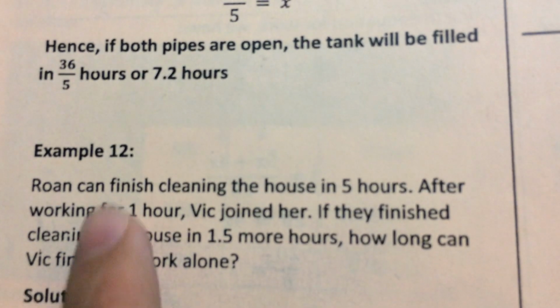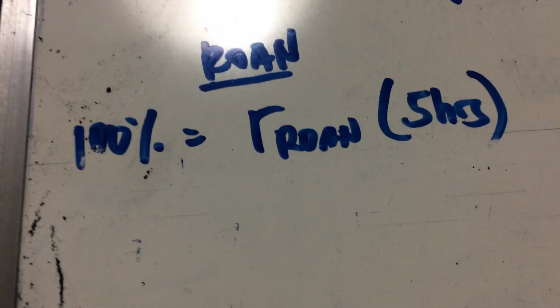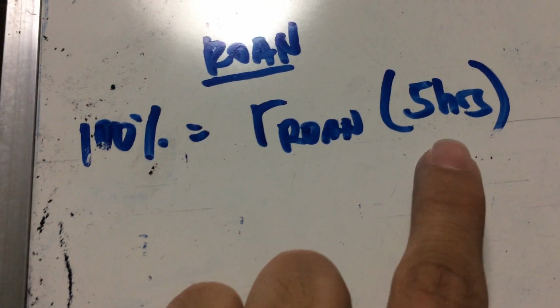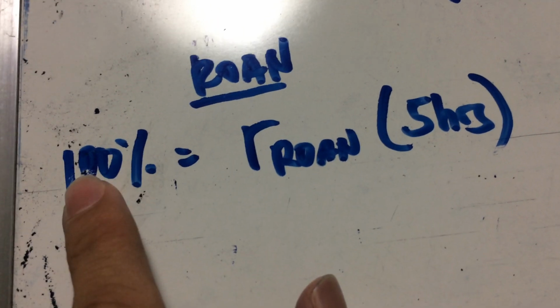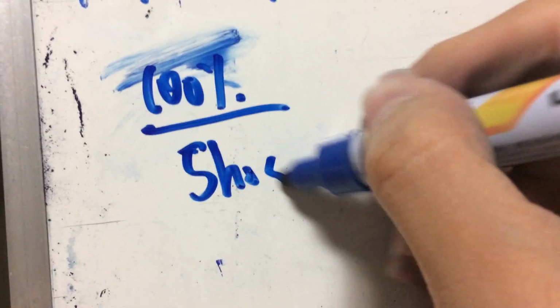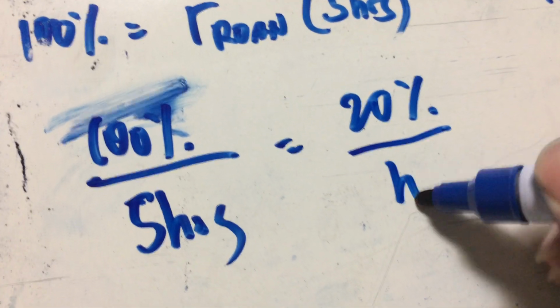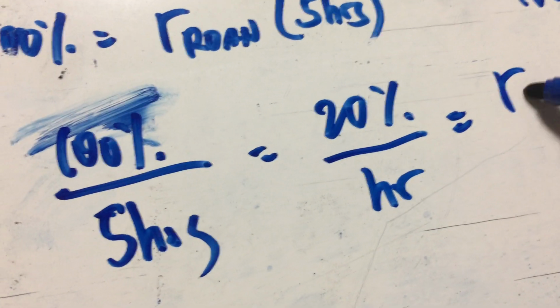Okay, so it's stated there that Ron can finish cleaning the house in 5 hours. So we can transform it into this equation. It says that in 5 hours, Ron can complete a job, which is 100%. So we could simplify: 100% per 5 hours. We can simplify that to 20% per hour, which is our Ron rate, right?